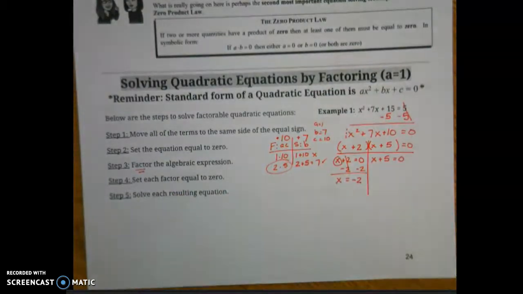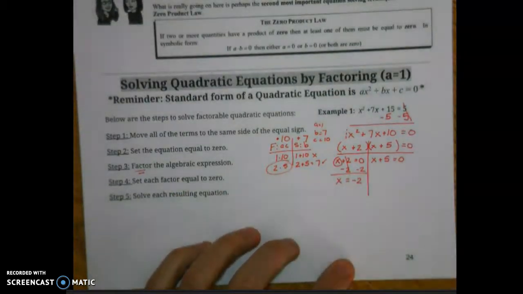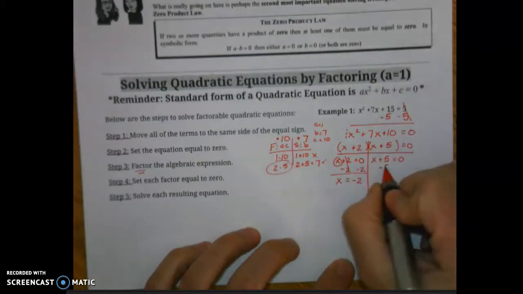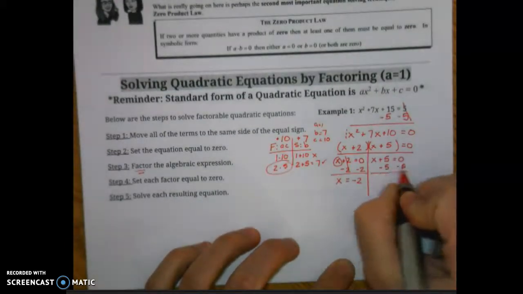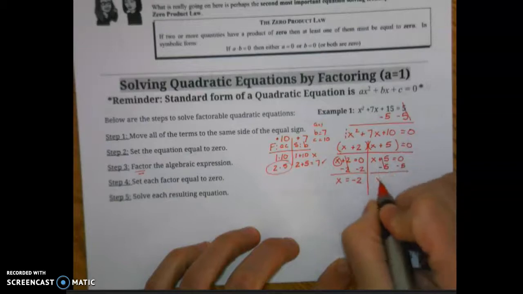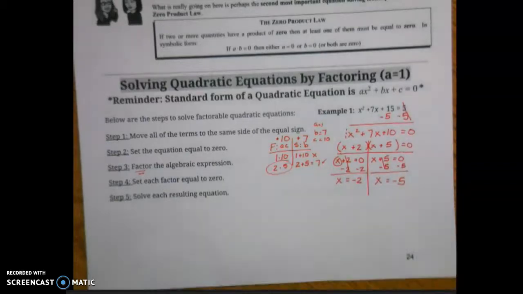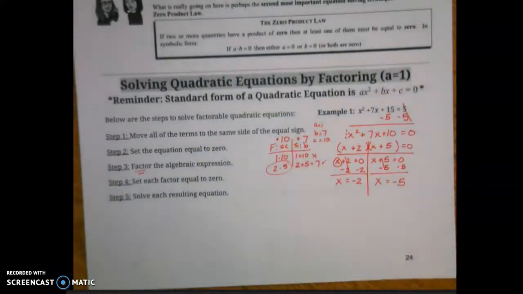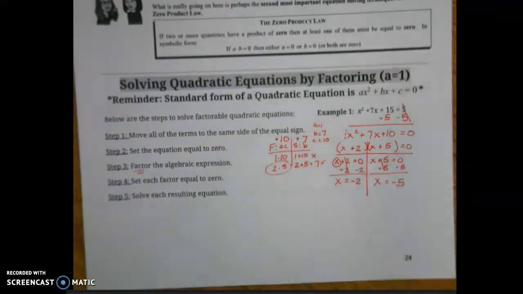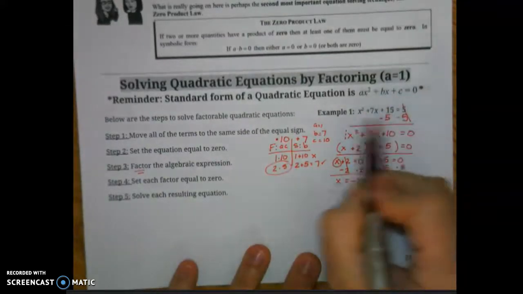Now I'm going to solve this equation. x plus 5 is equal to 0, so I'm going to subtract 5 from both sides. Right, that's the opposite of addition, and I have x is equal to negative 5. Okay. So unlike linear equations, which we solved at the beginning of the year, when we have a quadratic equation, we can have two different values that make the original equation true.